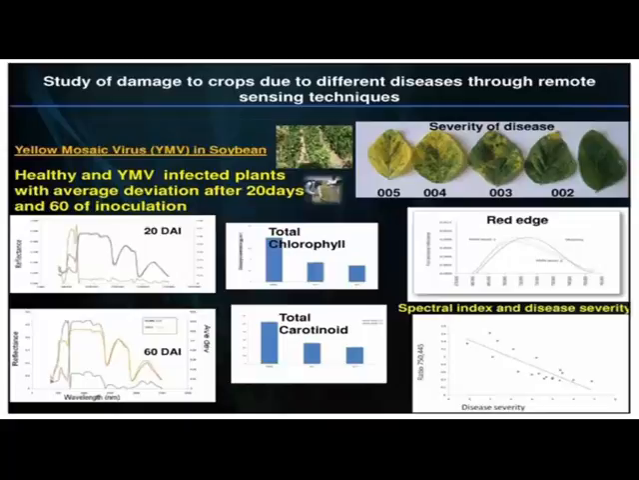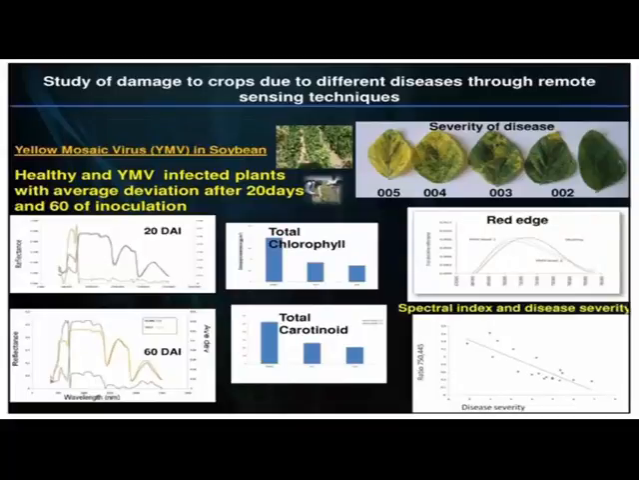And again, you can see here how severe chlorosis takes place. From green to yellow it has happened. So total chlorophyll content goes down, and carotenoid also gets affected. Which is reflected in the reflectance pattern, which is taken 20 days after inoculation and 60 days after inoculation. So you have a diseased and a healthy plant, and if you take the difference of that, you are able to see the difference curve given over here.